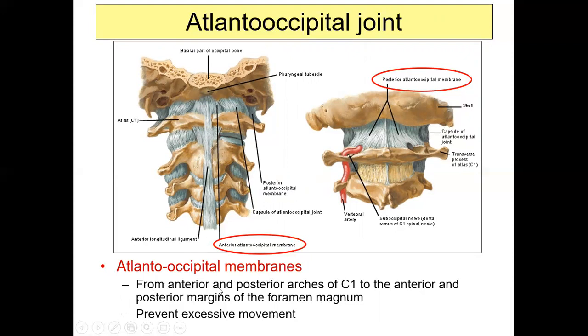It extends from the anterior and posterior arches of the C1 to the anterior and posterior margin of the foramen magnum. You can see here the anterior atlanto-occipital membrane extends from the anterior arch of the C1 to the anterior margin of the foramen magnum. And for the posterior atlanto-occipital membrane, it extends from the posterior arch of cervical number 1 to the posterior margin of the foramen magnum. The function of the atlanto-occipital membrane is to prevent the excessive movement of the head.